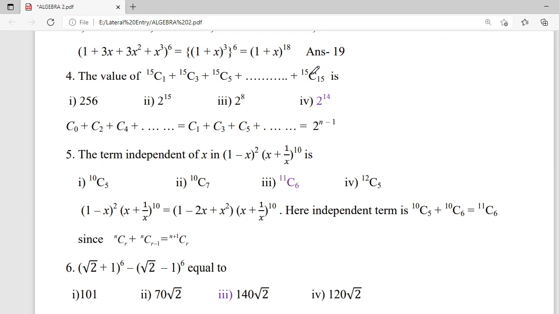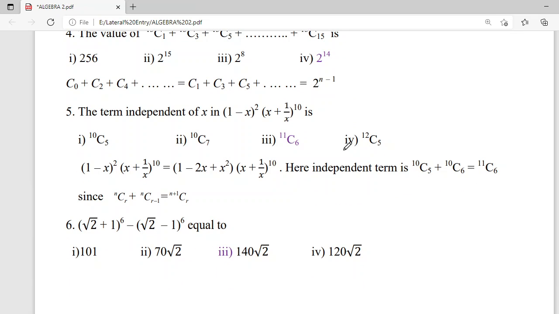So 15 minus 1, so it is 2 to the power 14. Then the term independent of x. So you expand these things. Independent of x, you expand this one because it is a product. The product is given: this one is 1 minus twice x plus x square, and this is x plus 1 by x whole to the power 10.